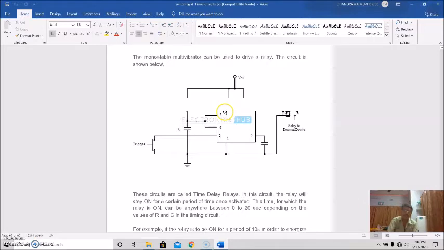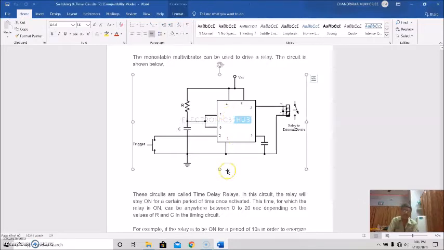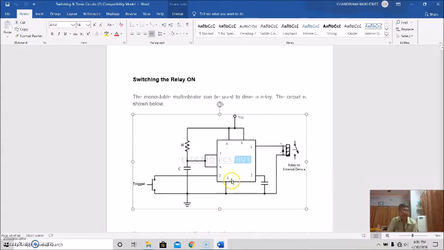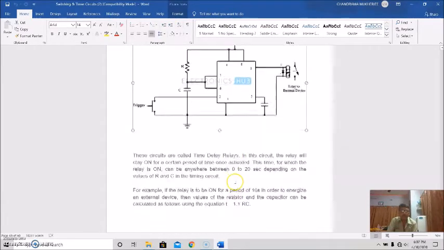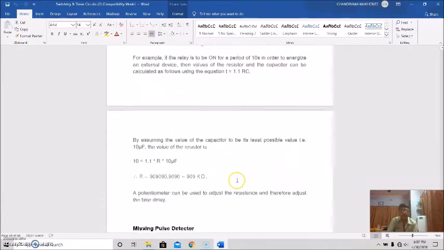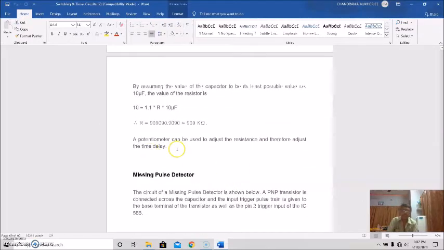Okay, so in this way this IC 555 multivibrator circuit can be used for switching the relay on, particularly as a time delay relay. So that is one example.